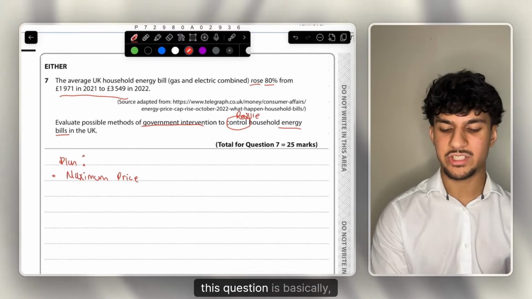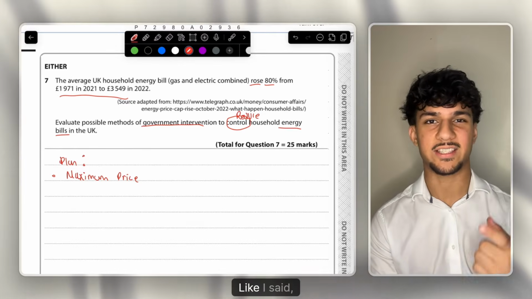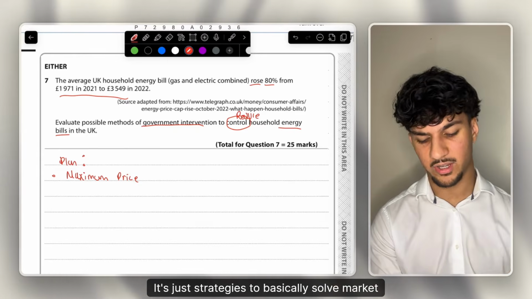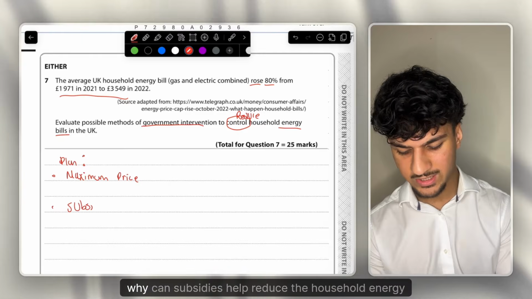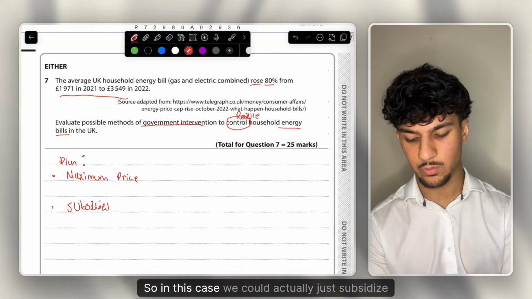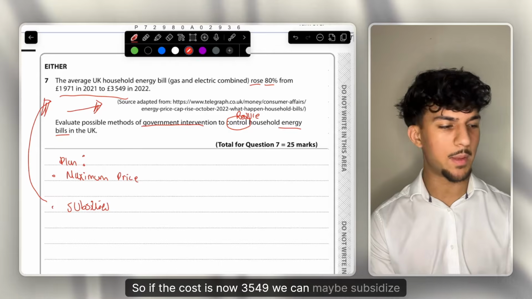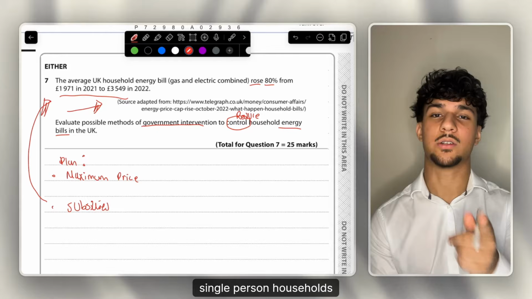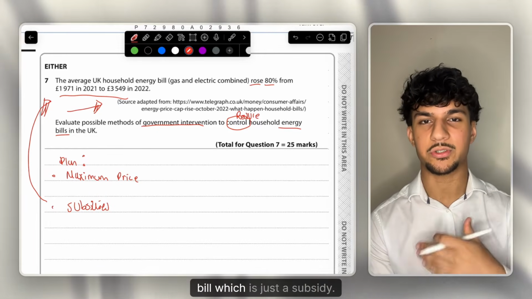And this question, even though it's not specifically stating it, is basically just market failure. Like I said, the second most popular topic in A-Level Economics. It's just strategies to solve market failure, but asking it in a different way. Another great one is subsidies. Why can subsidies help reduce household energy costs? Because it depends who we subsidise. In this case, we can subsidise the household. So if the cost is now $3,549, we can maybe subsidise households by 20%. It's like in the UK, where single person households, when the energy bill crisis was happening, would get a reduction in the energy bill, which was just a subsidy.